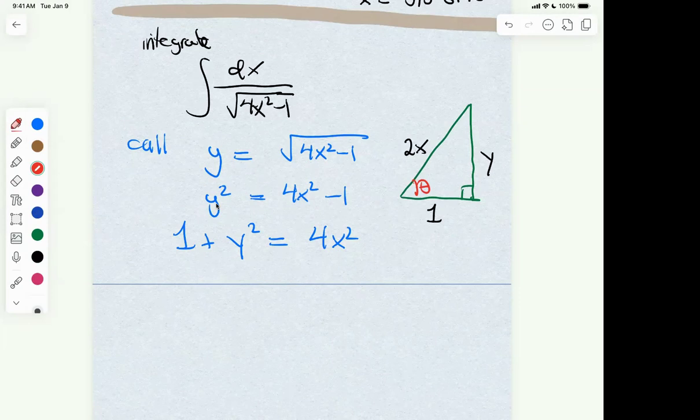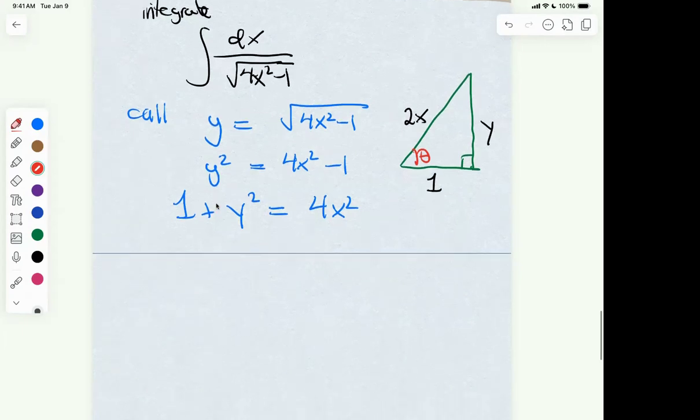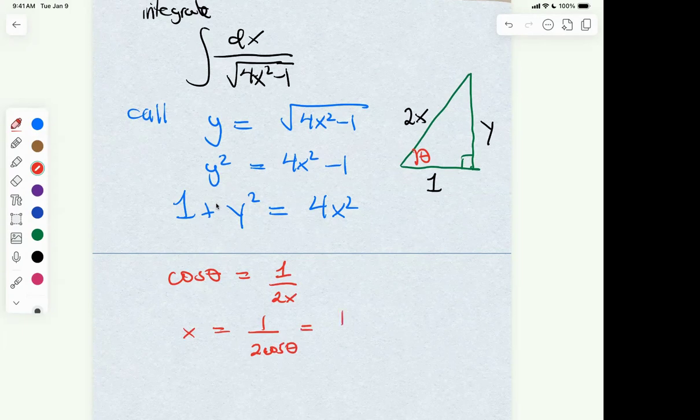So in this case, cosine of theta also works, right? Because if you do cosine of theta, that's 1 divided by 2x. But now, if you solve for x, you get 1 over 2 cosine of theta, which is 1/2 times secant of theta, if you want. So you see, the right triangle will guide you. It naturally comes out that the substitution in this case involves secant, right?